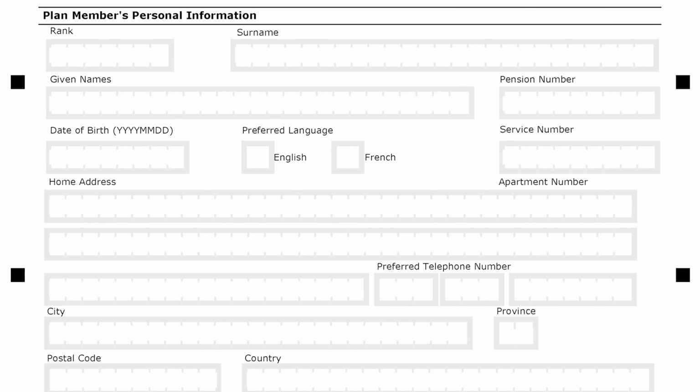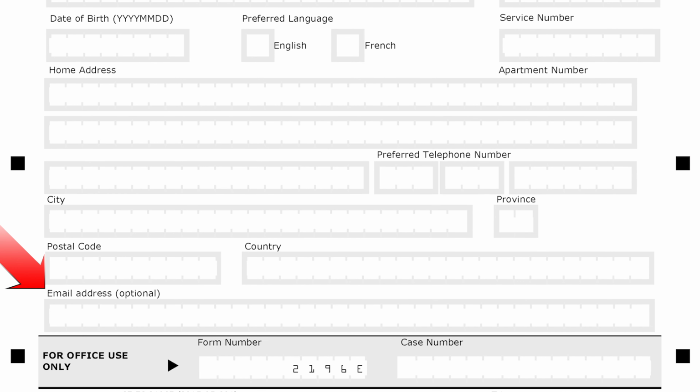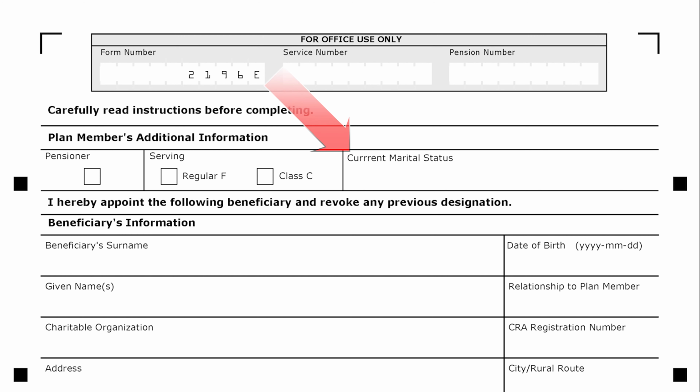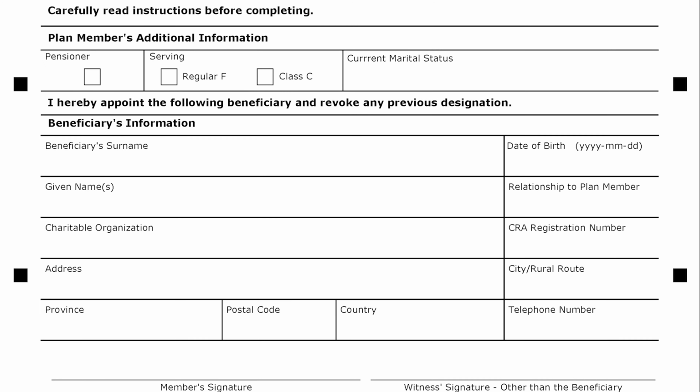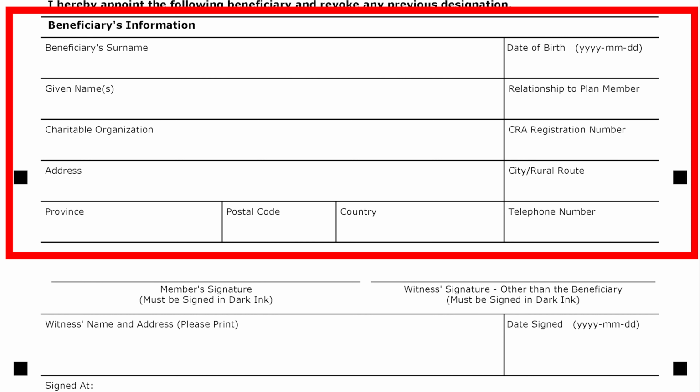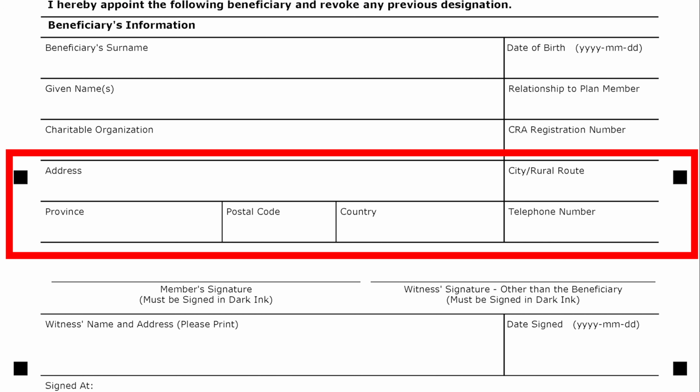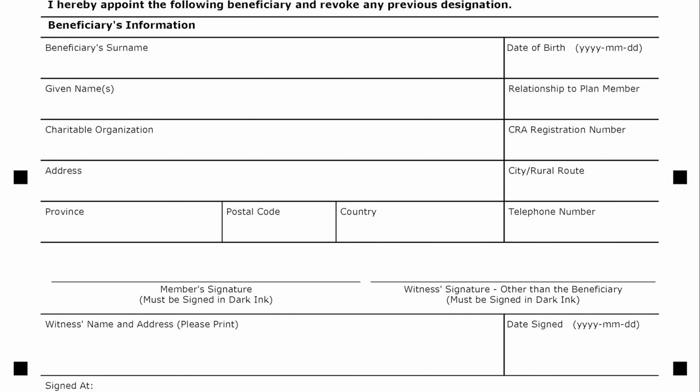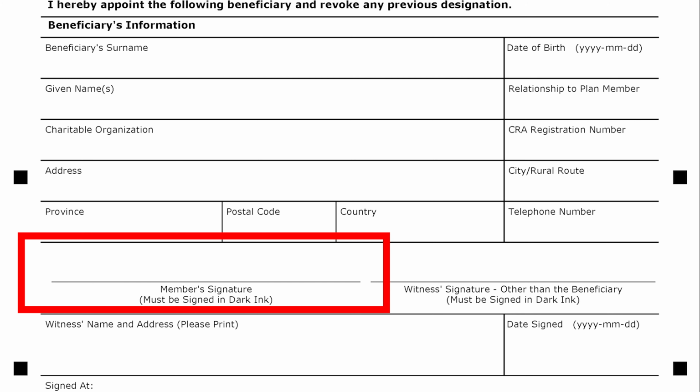Check the following information. On page 1, your rank, your surname, your first names, your address, your service number, your email address. On page 2, check your current marital status. Then add the beneficiary information: name, first names, date of birth, family relationship, address. You don't have to write anything on page 3. Check all the information and sign on page 2 on the line for the member's signature.